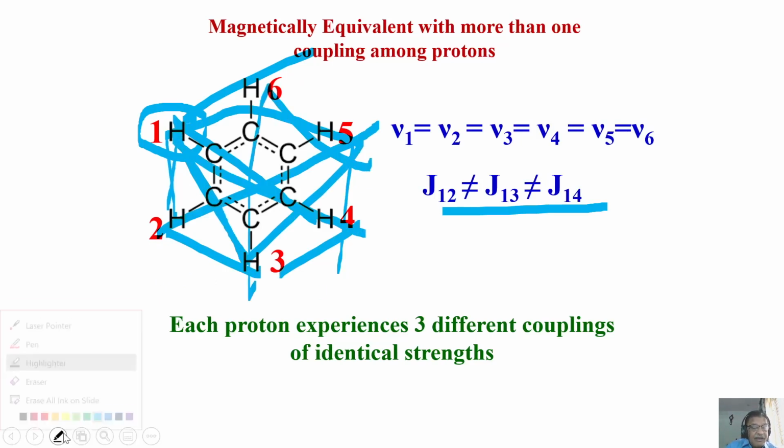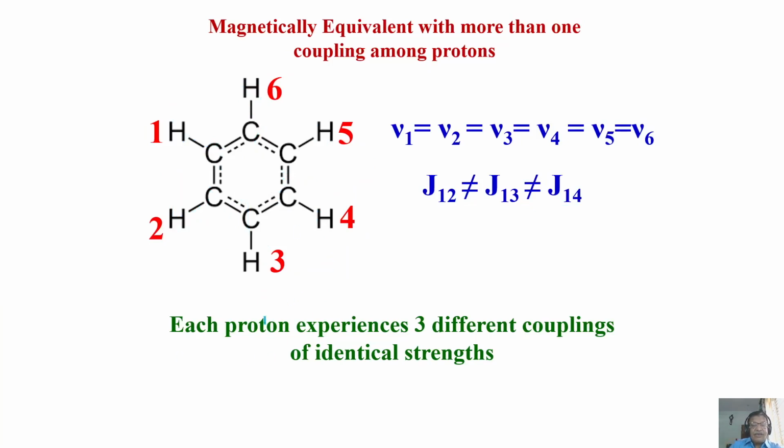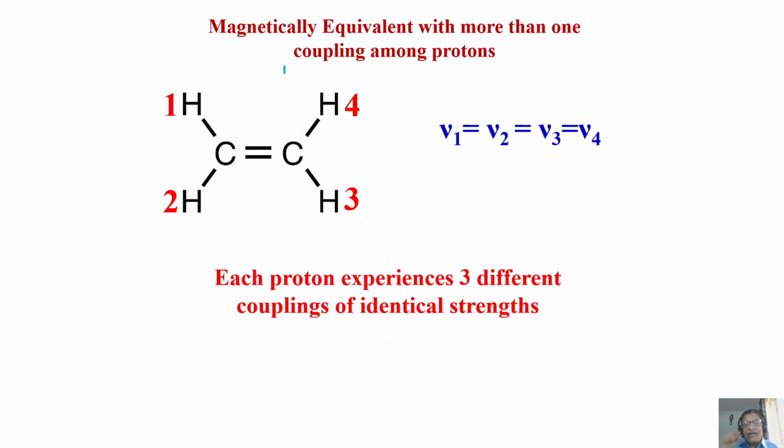What does it mean? Each proton experiences three different couplings of identical strength. So all six protons have the same chemical shift, and each of them experiences three different couplings of identical strength. This is another example of magnetically equivalent spins with multiple couplings. You understand? This is the magnetically equivalent case with multiple couplings.